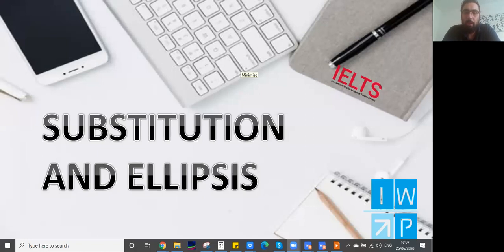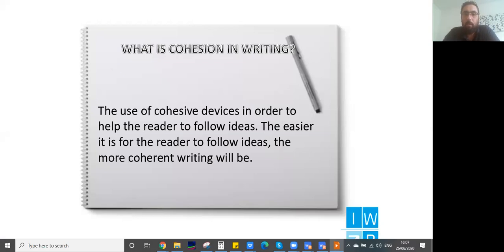Okay, just before I go into substitution and ellipsis, I'm going to talk a little bit about coherence and cohesion, cohesion especially, because this is what we're going to be focused on today. So what is cohesion in writing?